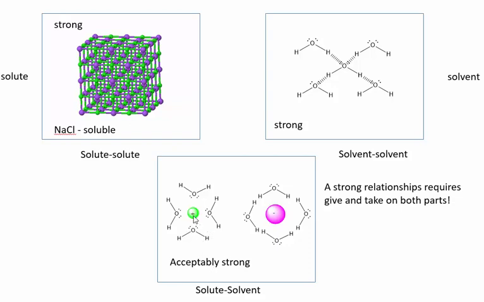reasonably strong. In this case, we know sodium chloride dissolves in water. So we have individual sodium ions surrounded by the dipole water and individual chloride ions likewise surrounded by water. In any strong relationship, you have to have give and take on both parts. So in this case, we're breaking strong interactions in the salt, strong interactions in water, hydrogen bonds, but we replace those with reasonably strong, acceptably strong ion-dipole interactions.